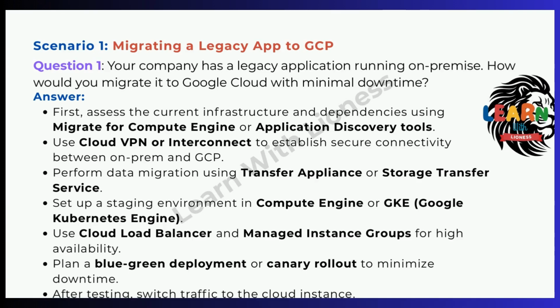Set up a staging environment in Compute Engine or GKE, the Google Kubernetes Engine. Use Cloud Load Balancer and managed instance groups for high availability. Plan a blue-green deployment or canary rollout to minimize downtime. After testing, switch traffic to the cloud instance.